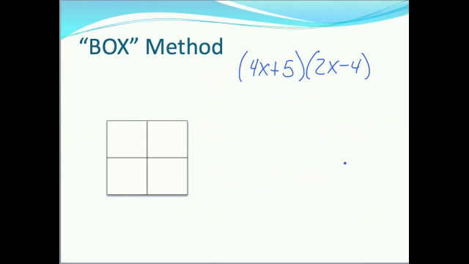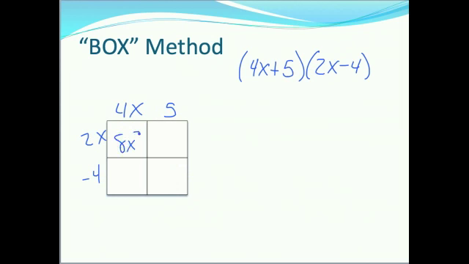All right, into the box method. We'll do 4x plus 5 and 2x minus 4. So let's go ahead and plug it in. We'll have 4x and 5. We'll have 2x and negative 4.